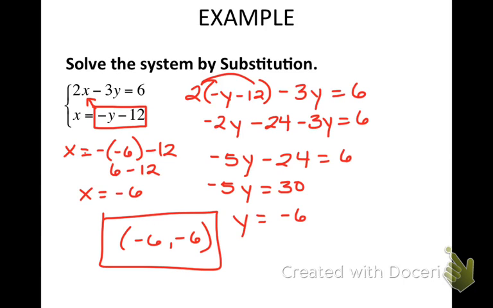Always check it to make sure you did it right. Wouldn't they be dependent systems if you were graphing, I think? Nope, they come up with a solution, so it would be independent. Okay? If I plug in negative 6 up here, 2 times negative 6 is negative 12, negative 3 times negative 6 is 18, negative 12 plus 18 is 6. Sure. The negative, we already did that one, so that would work. So there's your answer. You guys remember doing this in Algebra 1?